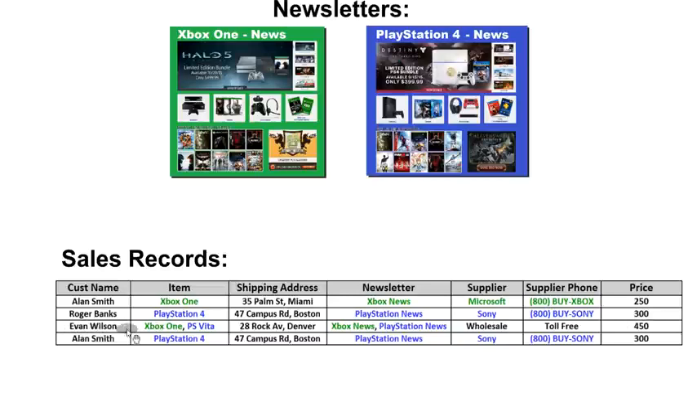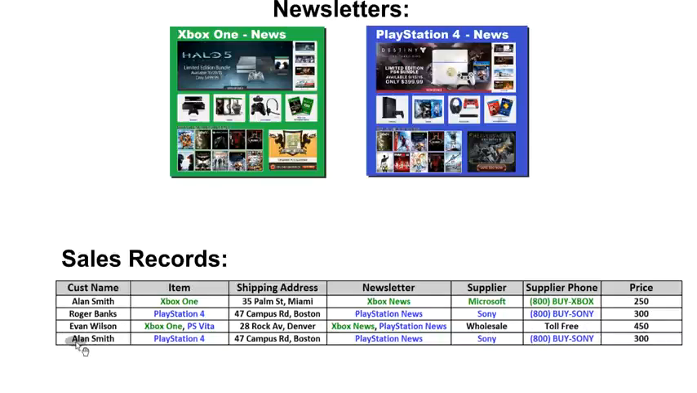The next person, Evan Wilson, bought an Xbox One and a PlayStation Vita. He lives in Denver. He subscribed to both newsletters, and the supplier, it says wholesale, and the supplier phone number, it says toll free. This is what somebody entered in here, and the total price was $450.